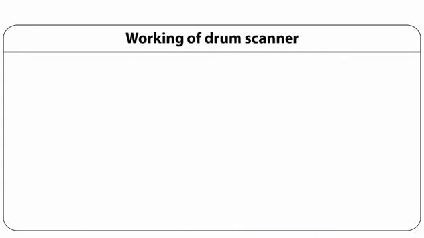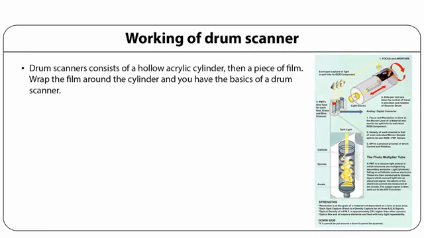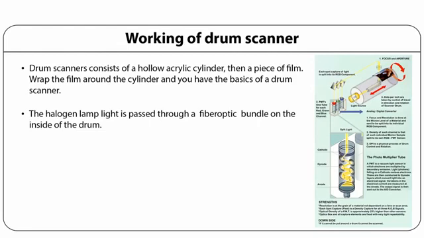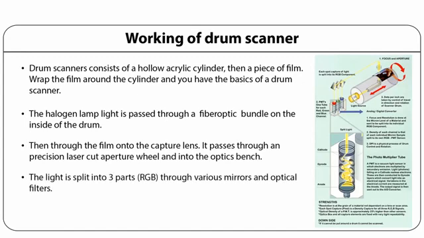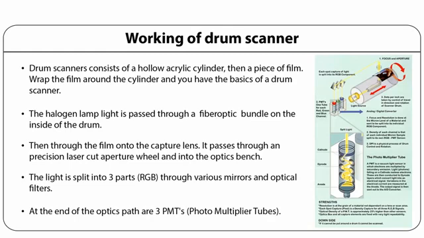Working of drum scanner. This slide explains how a drum scanner works. First, the document or image to be scanned is fixed on a hollow acrylic cylinder and then wrapped by film around the cylinder. A laser-cut bright light is created through a halogen lamp, and a fiber optic bundle is passed through the cylinder into the optical bench. In the optical bench, the light is split into red, green, and blue through various mirrors and optical filters and captured on three photo multiplier tubes.